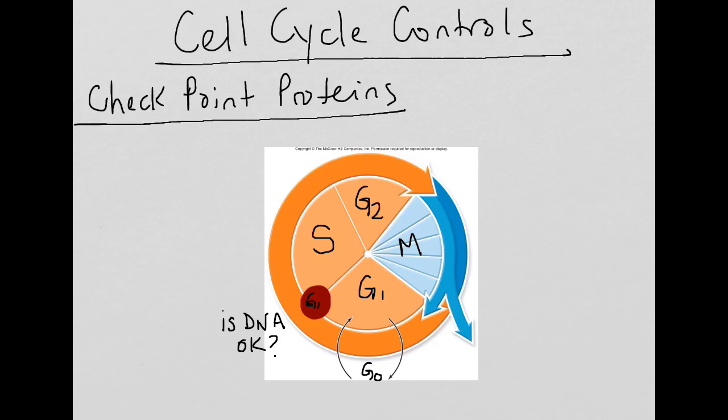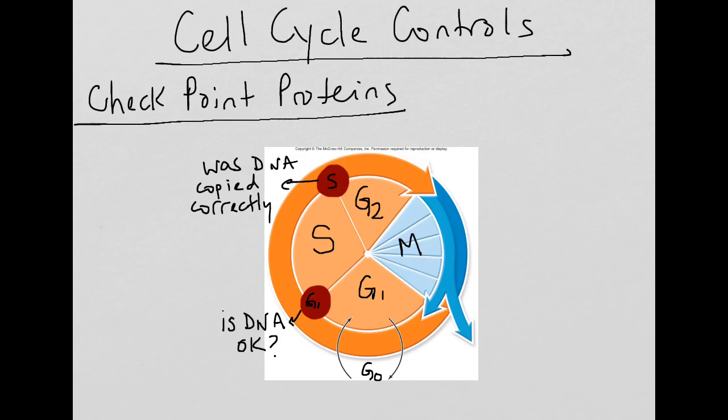Then we have other checkpoints. So we have a checkpoint here, right after synthesis. After synthesis is done, this checkpoint says, did we replicate the DNA correctly? Was the DNA copied correctly? And again, these are proteins that are checking, inspecting, like inspectors, if you will, the DNA. Okay?